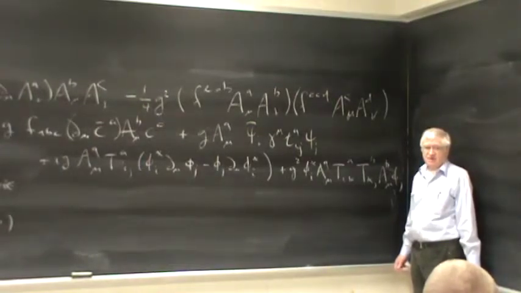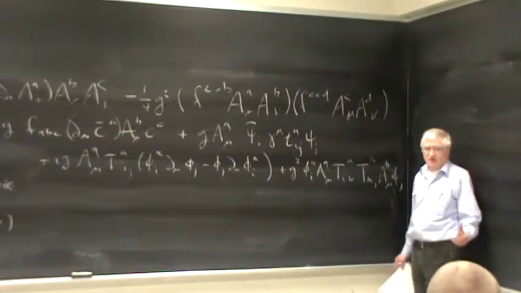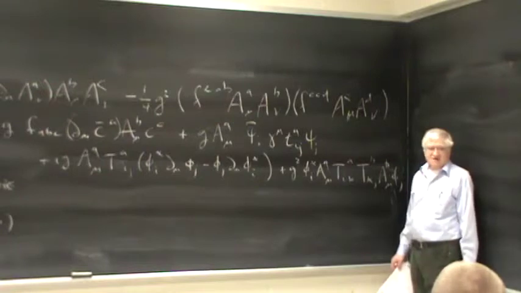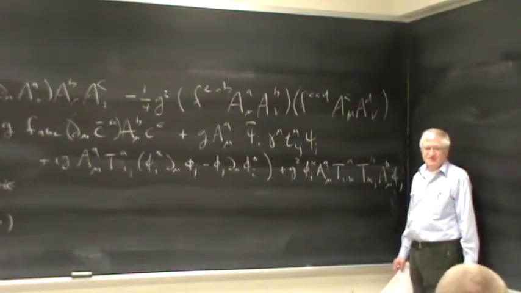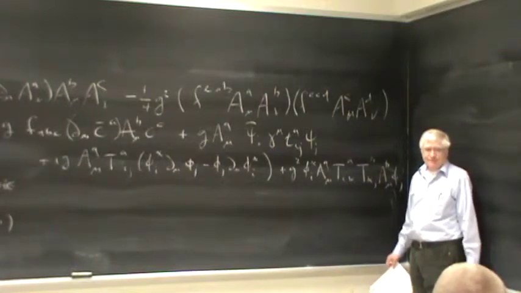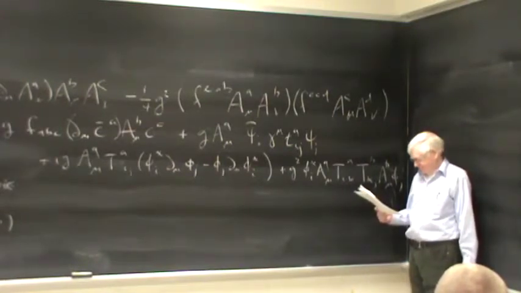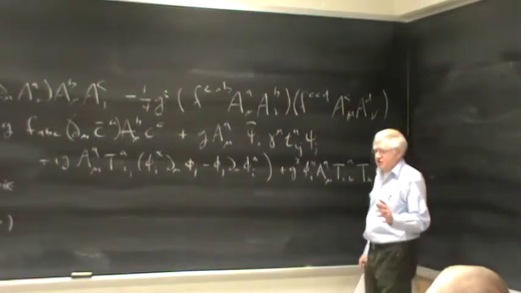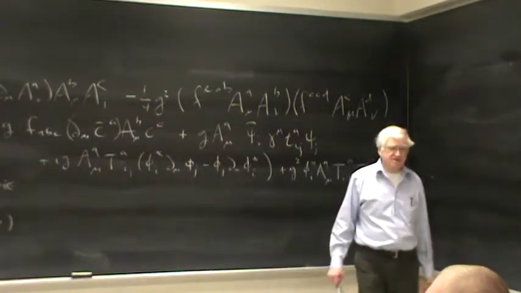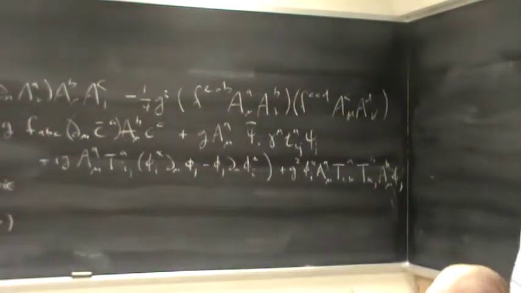Any questions? I mean, I went to Costco and bought a whole box of new candy on Friday night. And of course, these generators are Hermitian because the group SU(N) is unitary.